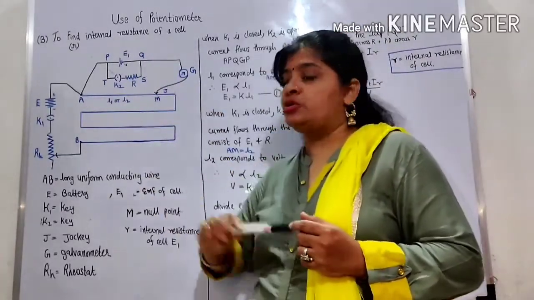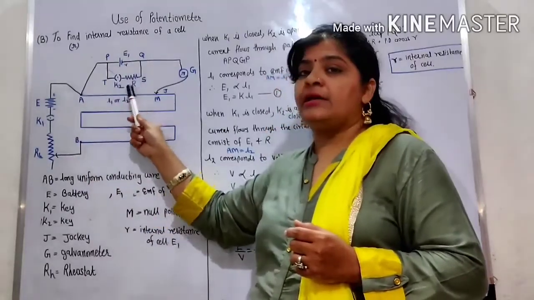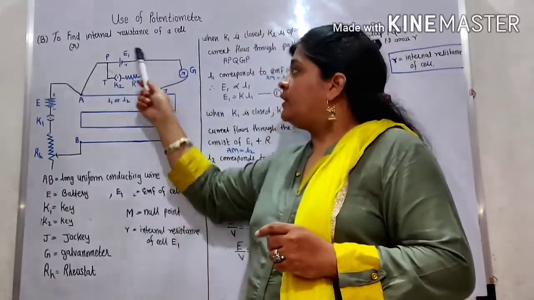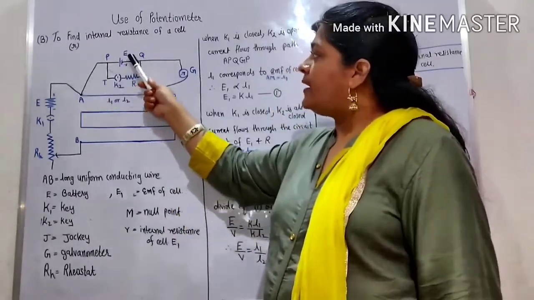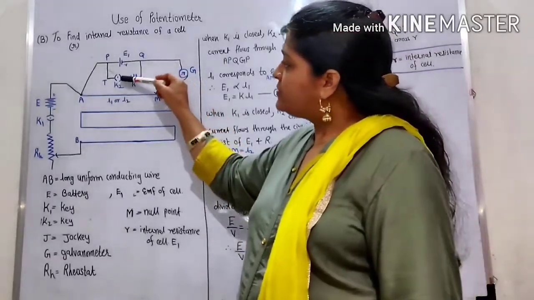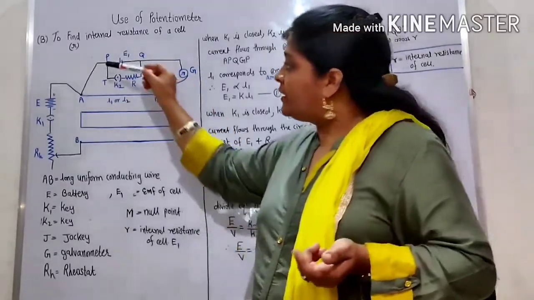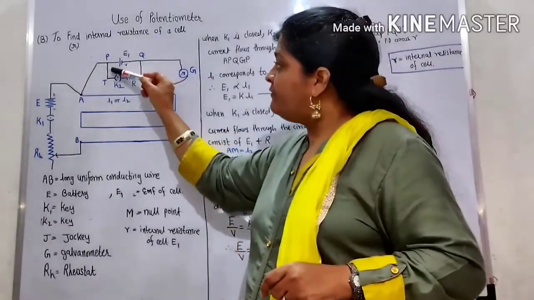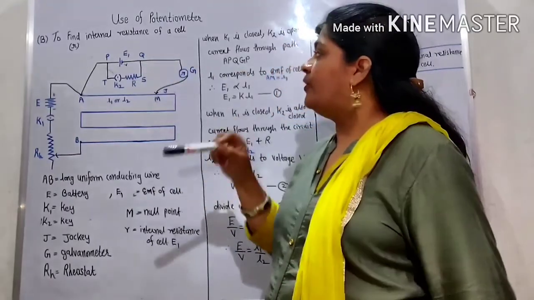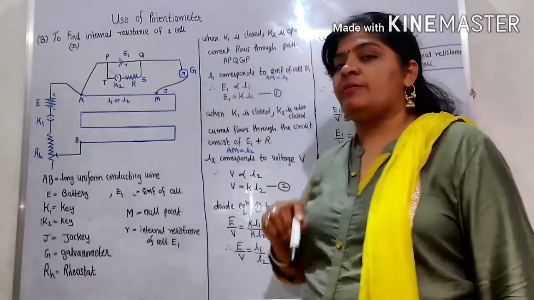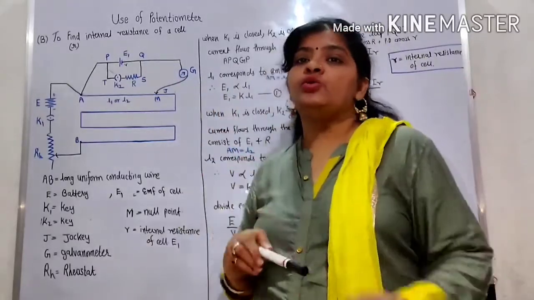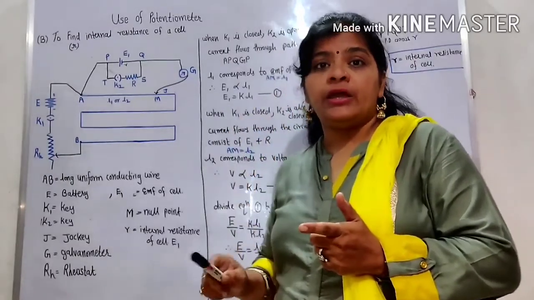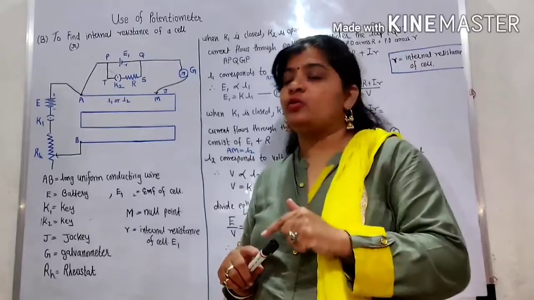Now two keys are used: one is K1 and the second is K2. This K2 is connected in series with the resistance R, and these two are parallel to E1. If K2 is open, then current will not flow in this branch. If K2 is closed, then the current is divided and flows through this loop, and it is also flowing through the galvanometer. This is the main important use of K2. When it is open, current does not flow through it. When it is closed, current flows through it.